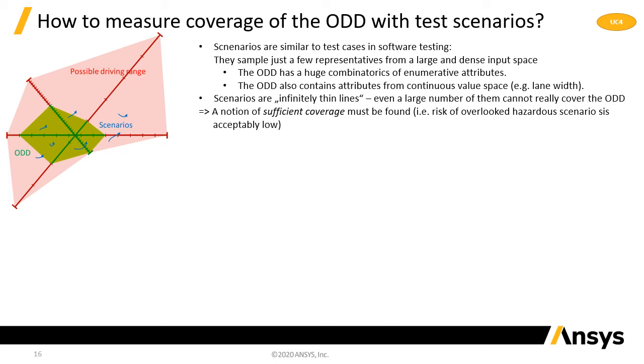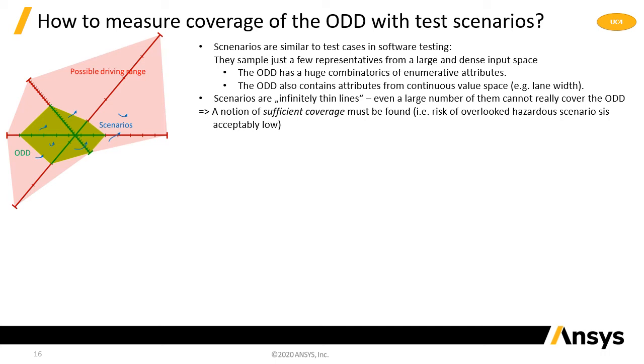First of all, it's a multi-dimensional space, so the ODD has a huge combinatorics of discrete attributes, all sorts of road types, all sorts of weather, all sorts of road markings, whatever you can have. But even worse than that, it also contains attributes from a continuous value space, like a lane width, like the visibility, whatever. So it's just impossible mathematically to pick all the values. So the scenarios, the blue lines here that I have drawn on the picture of the ODD, are infinitely thin lines.